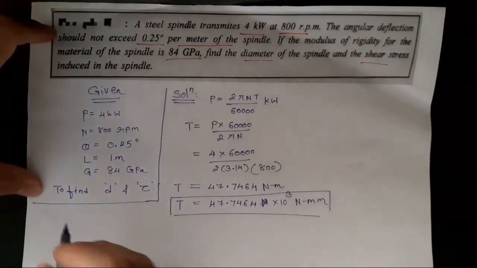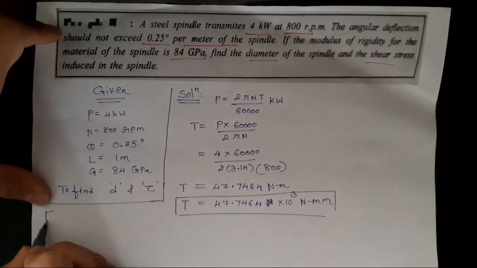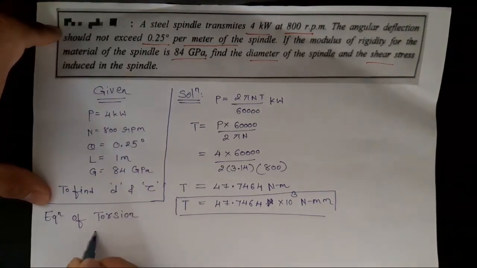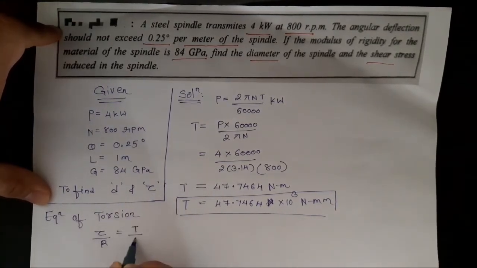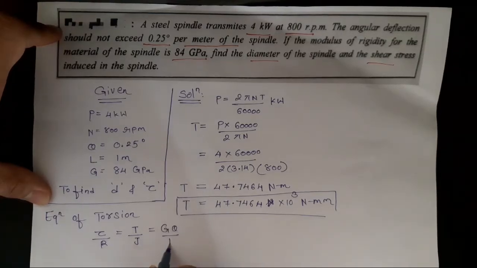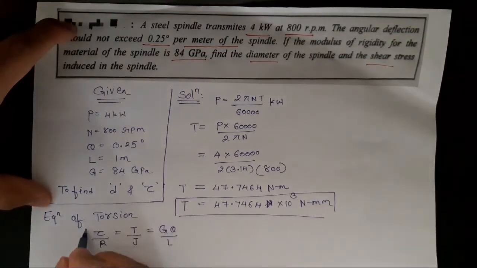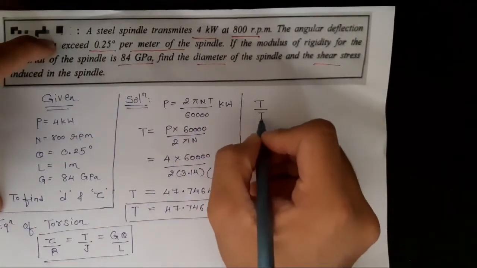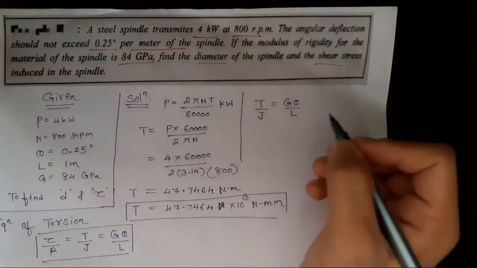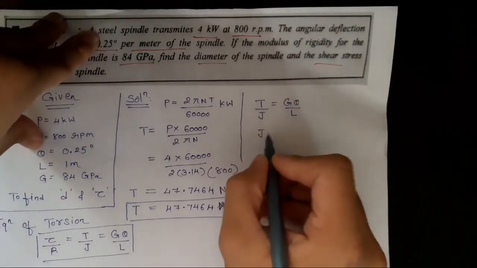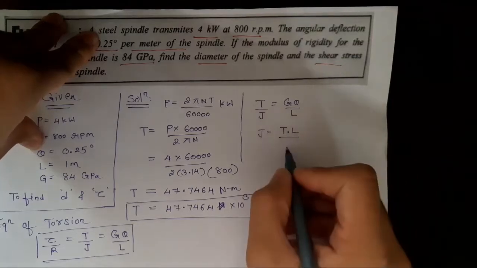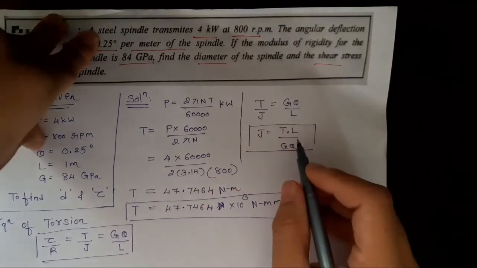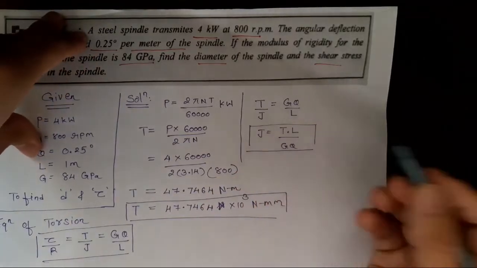Now, we know the equation of torsion. What is the equation of torsion? Tau by r equals T by J equals G theta by L. From this equation, T by J equals G theta by L, so J equals T into L by G theta. From this equation we will find the value of J, the polar moment of inertia.